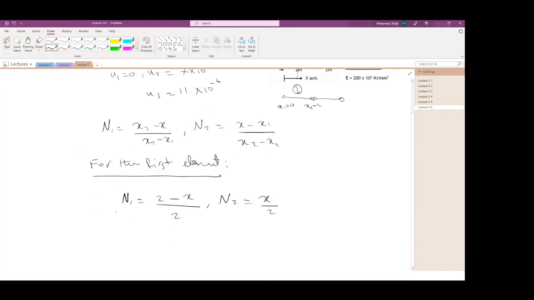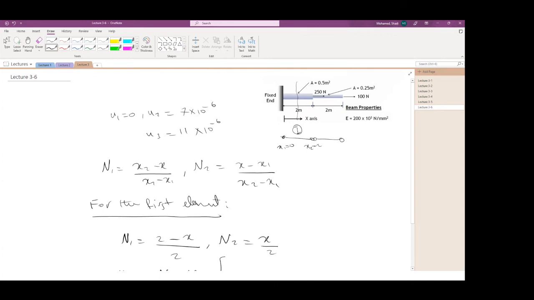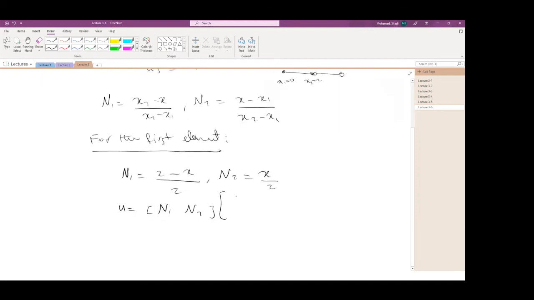Then I have the displacement. u is equal to N1, N2 multiplied by the displacements I have in there. This is the displacement at the first node, u1, and this node is u2. So I have 0 and 7 times 10 to the power minus 6, in millimeters.